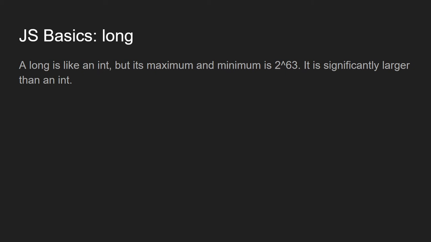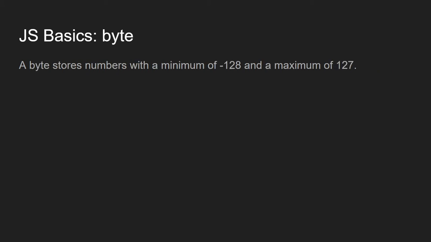A long is like an int, but maximum and minimum is 2 to the 63. That's pretty much it. A byte is 8 bits. So a bit is just one value of 0 or 1. It's just one cell. And a byte is 8 of these. So if you hear, for example, someone say this computer can process this many bytes per second, which is pretty slow if you're just using bytes. You should use megabytes or gigabytes. So that's something to be aware of. They have a minimum of negative 120 and a maximum of 127.